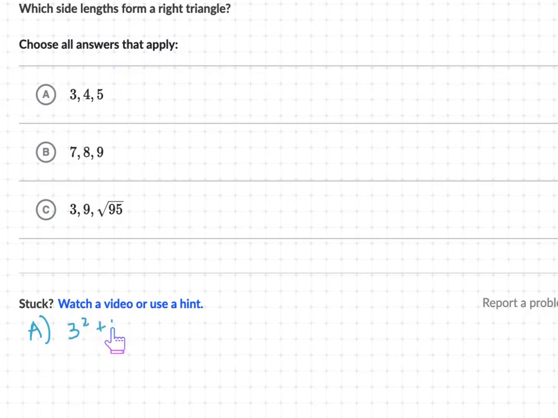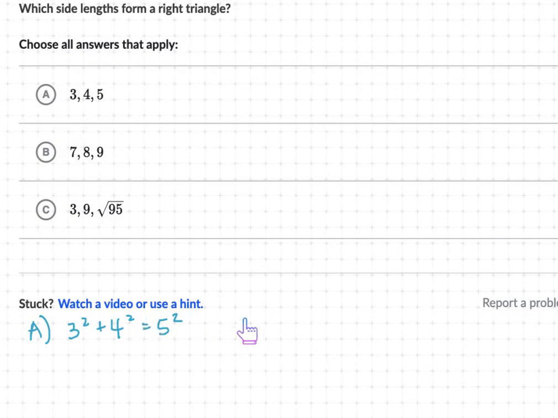3 squared plus 4 squared has to equal 5 squared. And why did I put 5 as my hypotenuse? Why couldn't I have written 3 squared plus 5 squared equals 4 squared? That's because the hypotenuse, if you remember, the c, is the longest side. So your biggest number has to be at the end. Okay, so if I set it up any other way, it would be wrong.